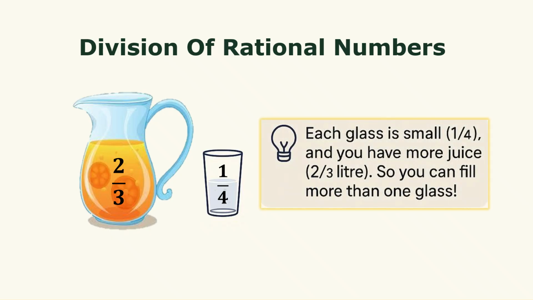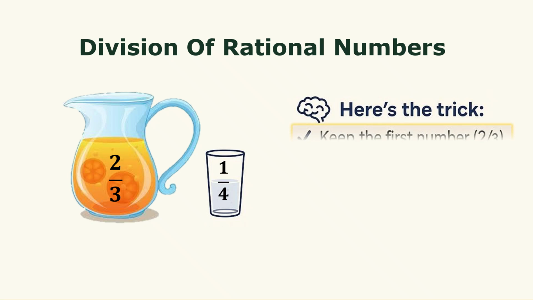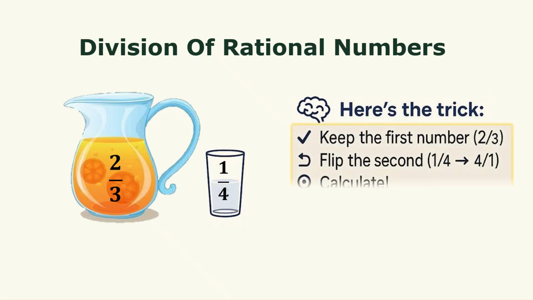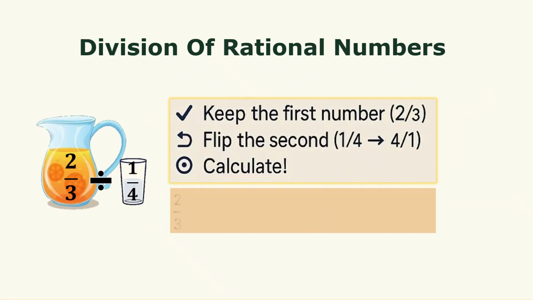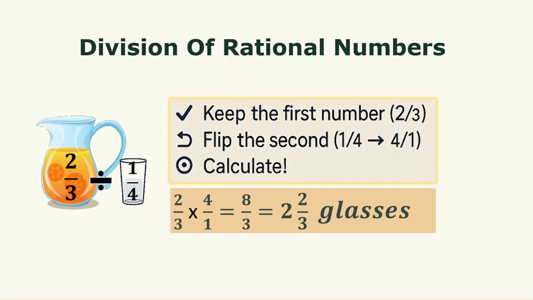Now suppose you have 2/3 liter of juice and each glass holds 1/4 liter. So how many glasses can you fill? Here's the trick. We keep the first number, flip the second and then multiply. 2/3 divided by 1/4 will be 2/3 multiplied by 4/1. That gives us 8/3. That means you can fill 2 full glasses and still have enough for 2/3 of another.